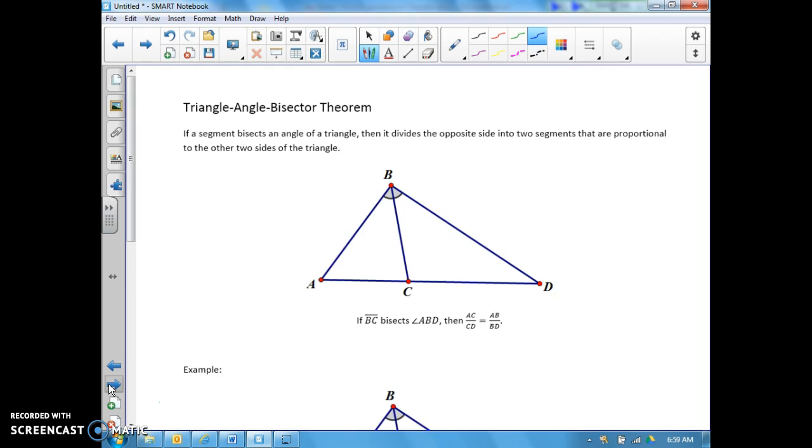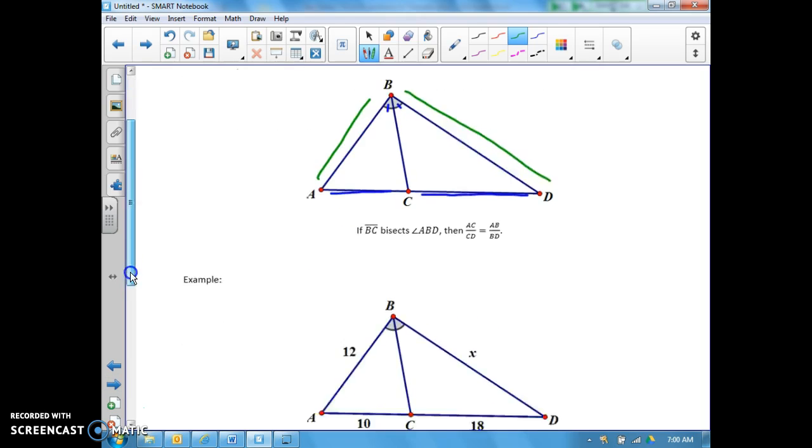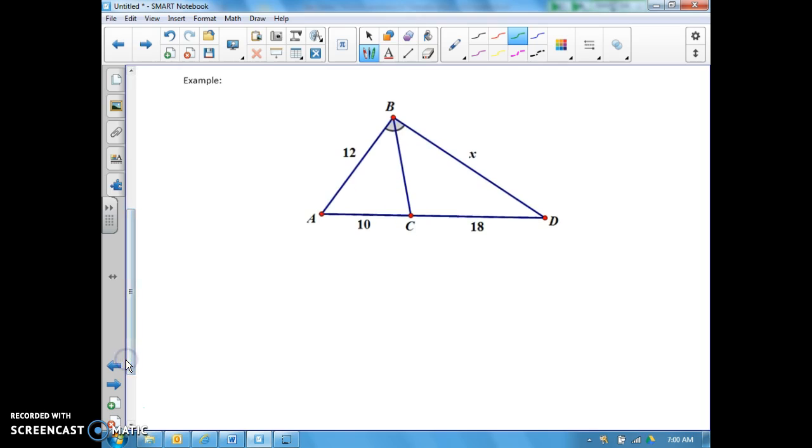Last but not least, we have the triangle angle bisector theorem. This theorem says that if I have an angle bisector, so right here, BC is my angle bisector, then it's going to divide the sides opposite into two segments that are proportional to two sides of the triangle. What that basically is saying is that AC over CD will be in the same proportion as AB over BD. It's really nice. So let's look at an example.